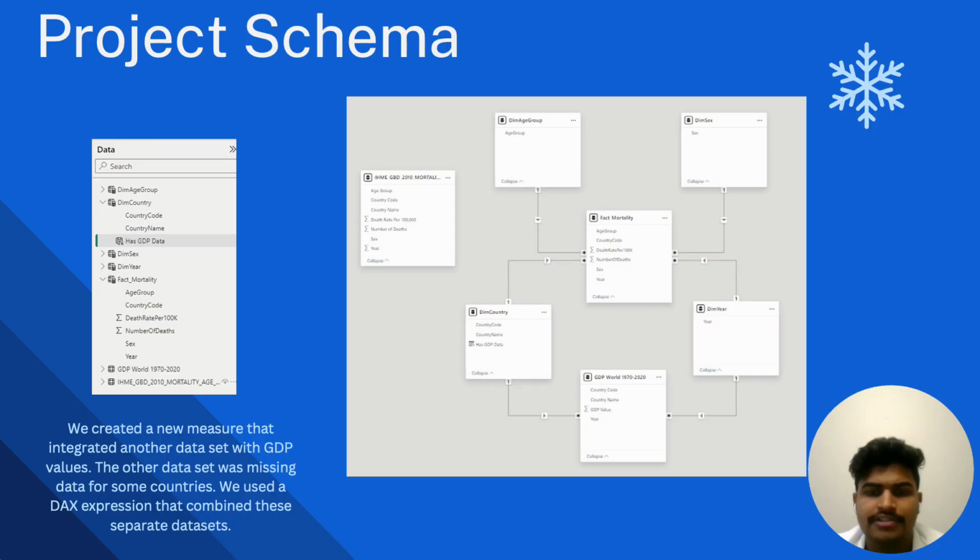Here is the architecture of our project's data schema. We have synthesized a new measure by integrating mortality data with GDP values, addressing the gaps in our original data set. Specifically, we have incorporated a second data set for the countries that lacked GDP data. This schema forms the backbone of our project, enabling complex queries and comprehensive insights.